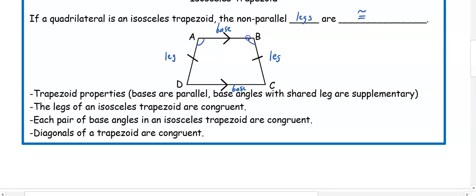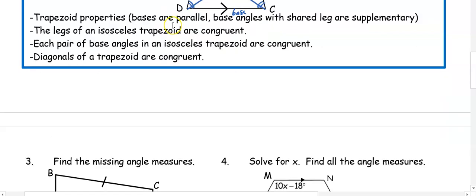So if they're on the same base, they are going to be congruent to each other. So A is congruent to B and C is congruent to D. And we have that the full length of the diagonals are congruent. So let's use these properties to solve.